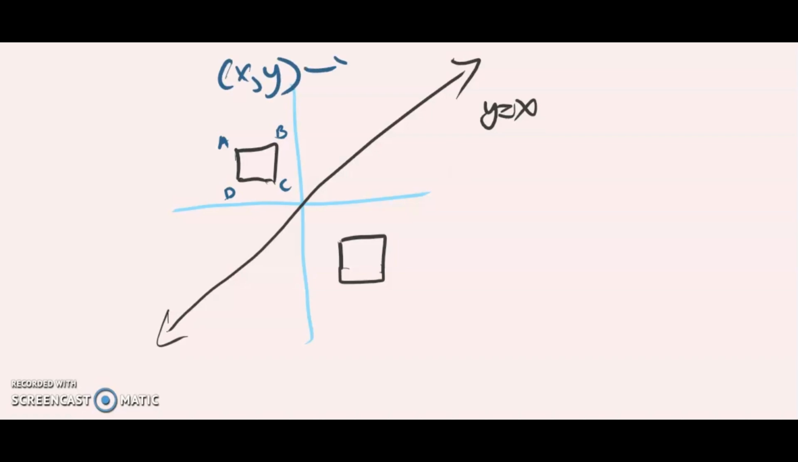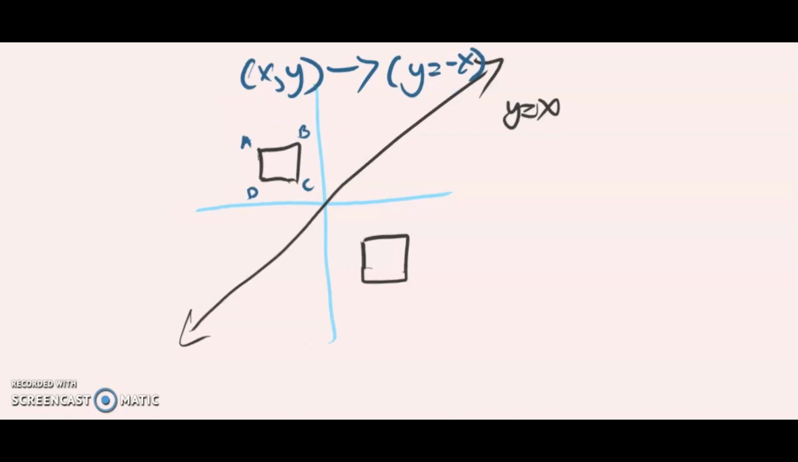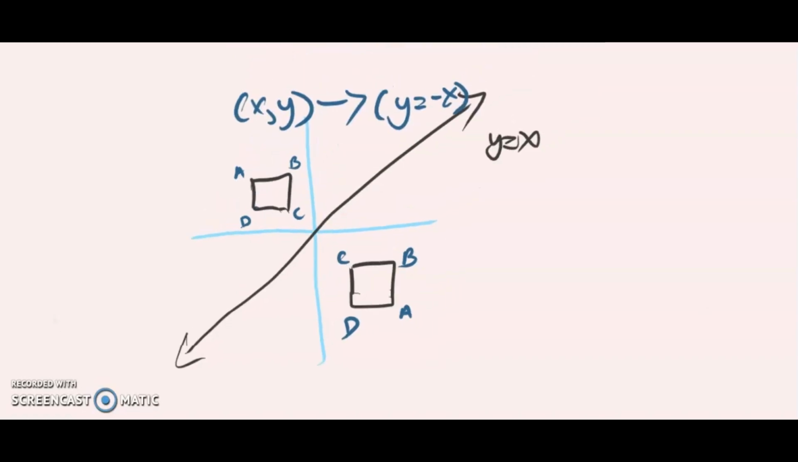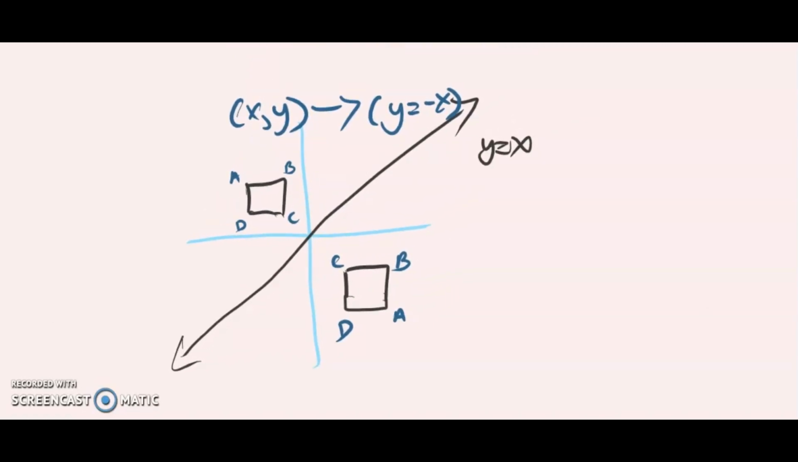If we reflected over the y equals x line, there are different rules. This one would go to the y equals negative x. So in this case, A would be here. Let's see here. So B would be here, C would be here, and D would be here. Now, the reason I know this is because there are a couple key properties.